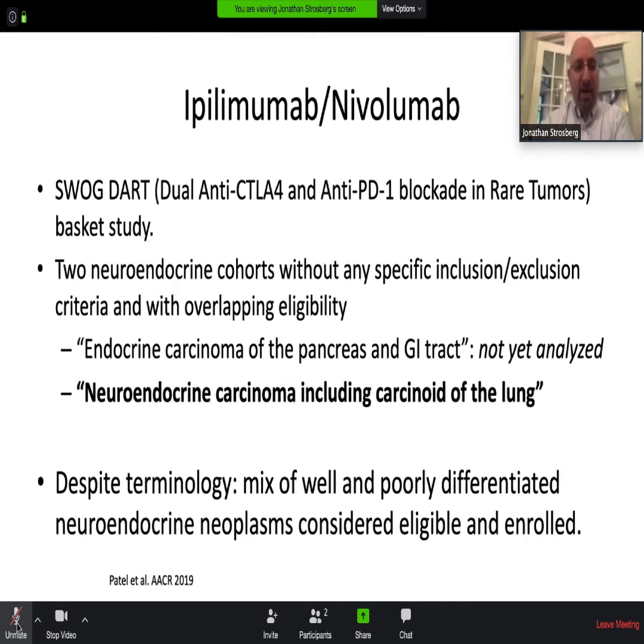Now, recently there was a combination study looking at 2 immunotherapy drugs in combination, Ipilimumab and Nivolumab. They target those 2 ligands receptors I talked about, CTLA4 and PD-1. This was a so-called basket study. It was looking at a bunch of different cancers, but it included 2 neuroendocrine cohorts that weren't very well defined. One called endocrine carcinomas of the pancreas and gastrointestinal tract. Another just said neuroendocrine carcinoma, including carcinoma of the lung. So the eligibility was a little bit ill-defined for this trial, and it was a mix of neuroendocrine, well-differentiated and poorly differentiated neuroendocrine cancers.